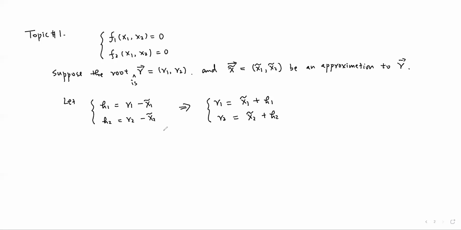Now, in the following, we want to estimate h. After we get h, we plug in h here to get a better approximation, better than (x1 tilde, x2 tilde). How to estimate h1, h2? Use Taylor's theorem in two variables.